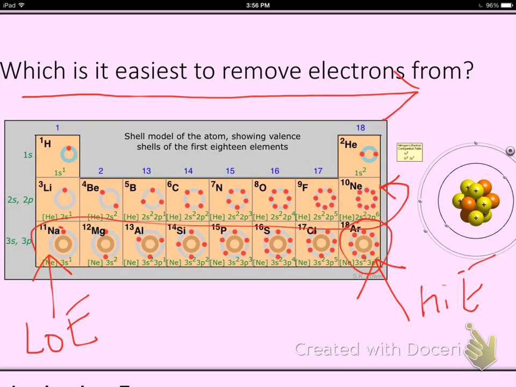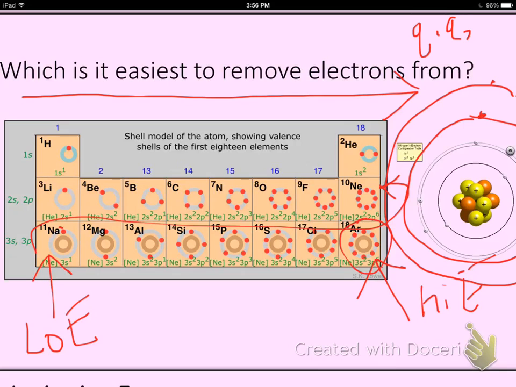Now what about as we go down? If we go down, what's happening is we're adding an additional shell each time we go down a period on the periodic table. And here, when we think about Coulomb's law, Q1 Q2 over distance squared, what's happening is we are increasing the distance from the nucleus each time we do that.